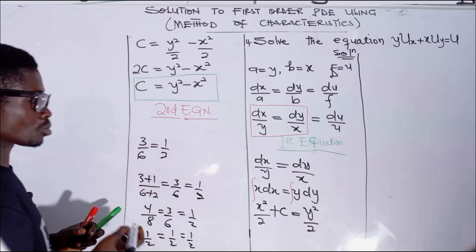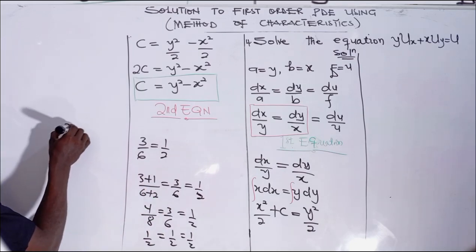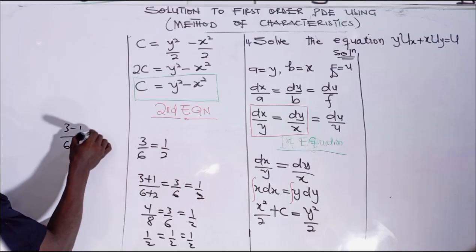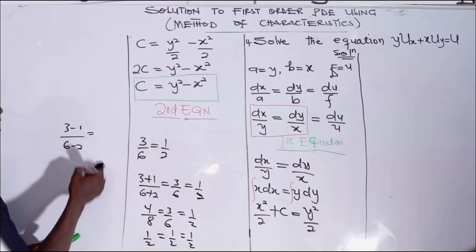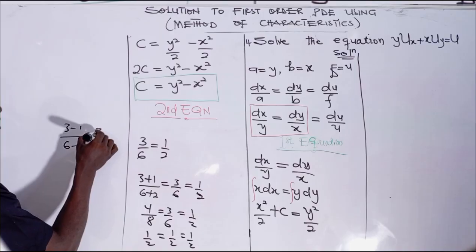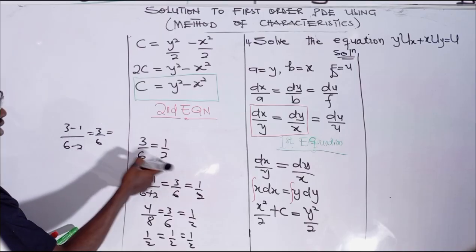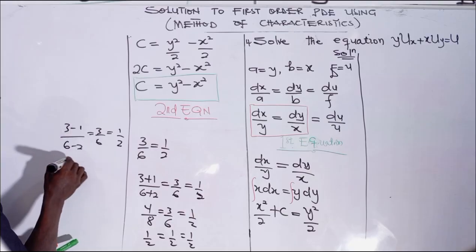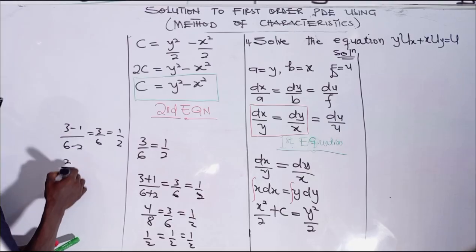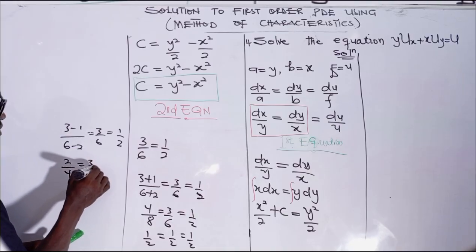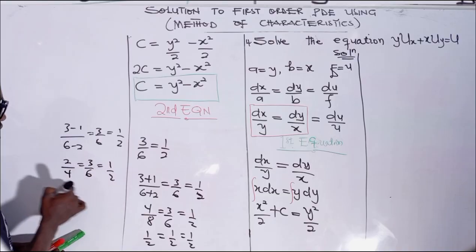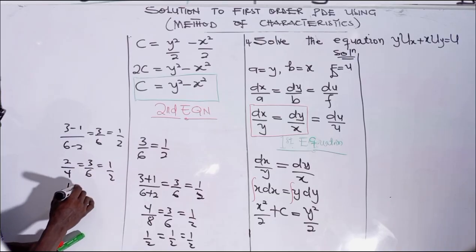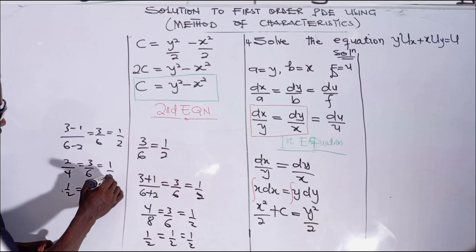We can decide to also subtract them. So we have 3 minus 1 all over 6 minus 2, and this is equal to any one of the fractions. It is the same as 3 over 6, and it is also the same as 1 over 2. Let's check it out. 3 minus 1 will give us 2, and 6 minus 2 gives us 4. We have 3 over 6 and 1 over 2. Let's break that down. This will give us 1 over 2, and this will give us 1 over 2.